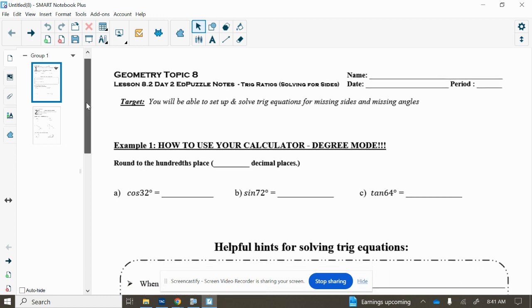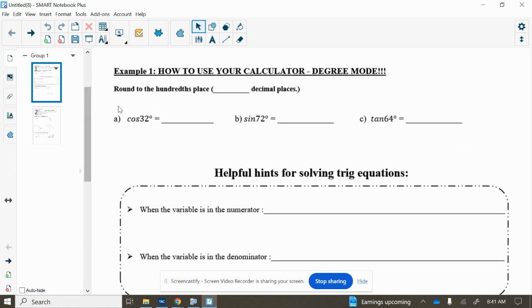So a reminder, when you are going to round something to the nearest hundredths place, that means you are rounding it to 2 decimal places. Tenths is 1 decimal place. So what we're going to do is use our calculator to approximate some values.